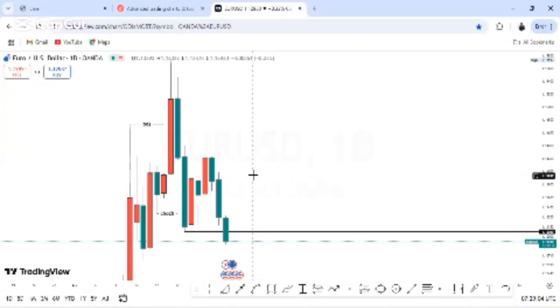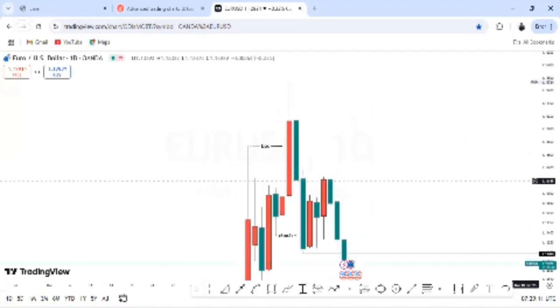Can you see the screen well? Yeah, it's clear. Okay, fine.